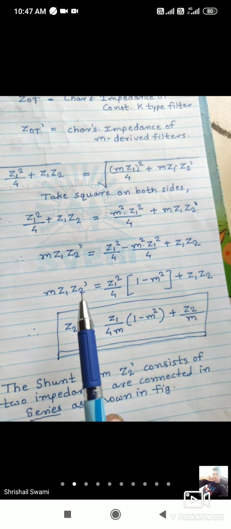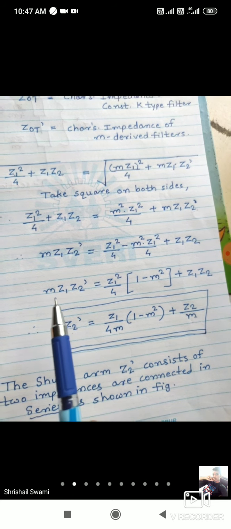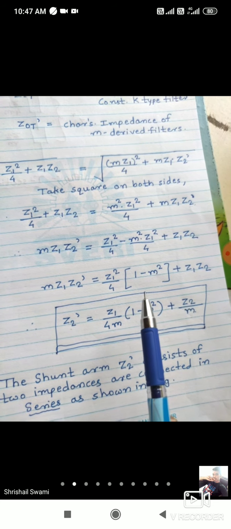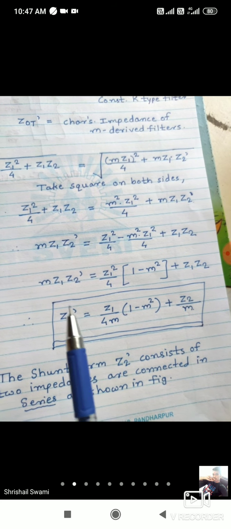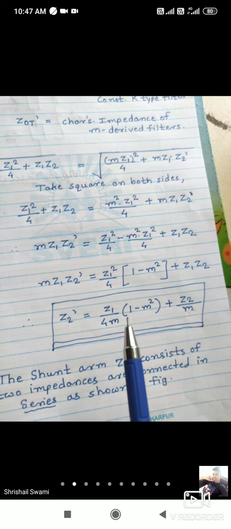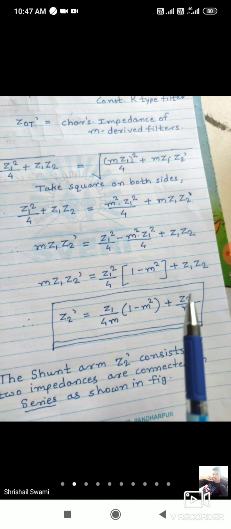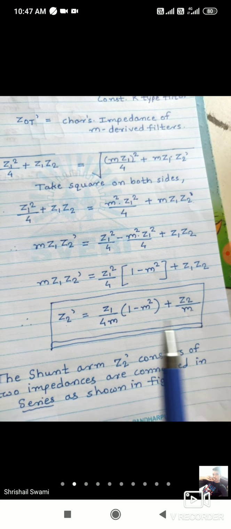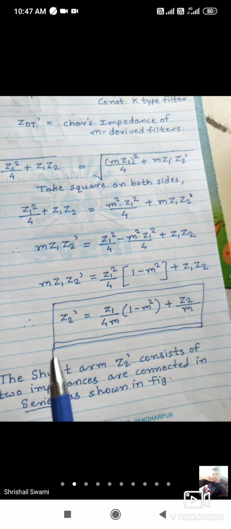Now here I want z2 dash only on the left hand side. So m into z1 here multiplied, you can take in the denominator of the other side. So as taking, you will get z1 divided by 4m into 1 minus m square plus z1 will get cancelled here, z2 divided by m. So this is the expression of z2 dash.